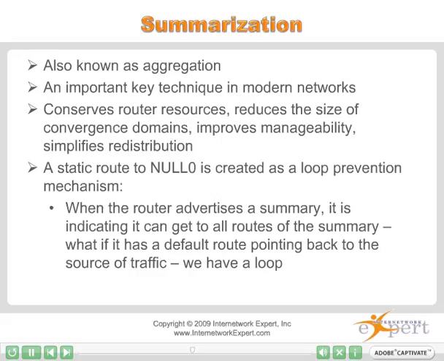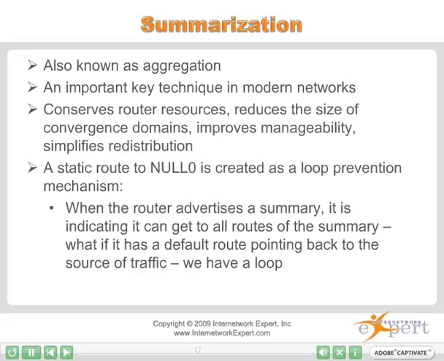Summarization literally ends up hiding these network instabilities from the rest of the network, and this is a wonderful thing. With a lot of routing protocols, when we create an aggregate or summarized route, we'll see that a static route to null 0 is created. Very important for you to realize that this static route to null 0 is a loop prevention mechanism. So the idea here is when we're summarizing, our router that's summarizing might not have access to all of the address space in the summary.